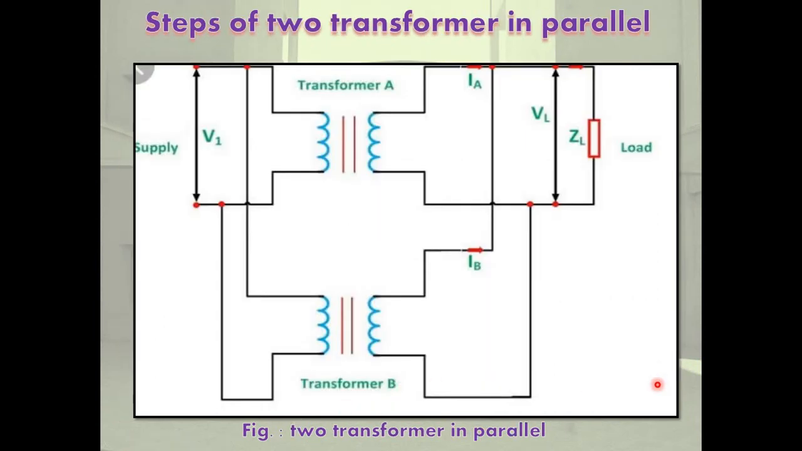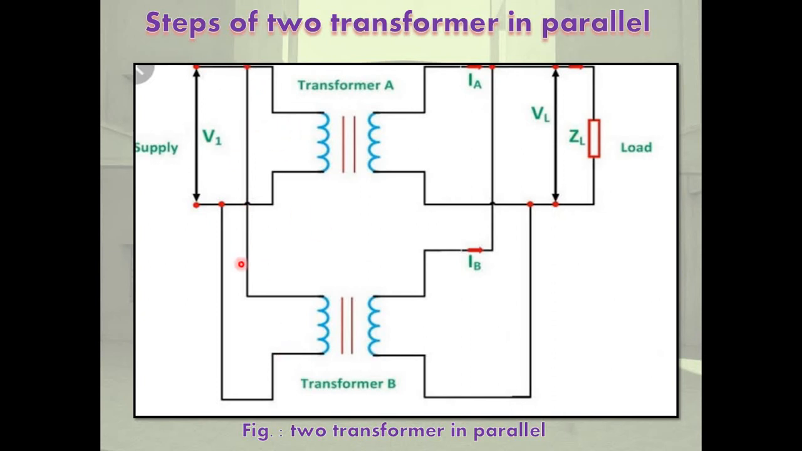Now next, steps of connecting two transformers in parallel. Now, the procedure of checks and steps in connecting the two transformers in parallel. Okay, this is transformer A and this is transformer B. Primary winding and secondary winding.